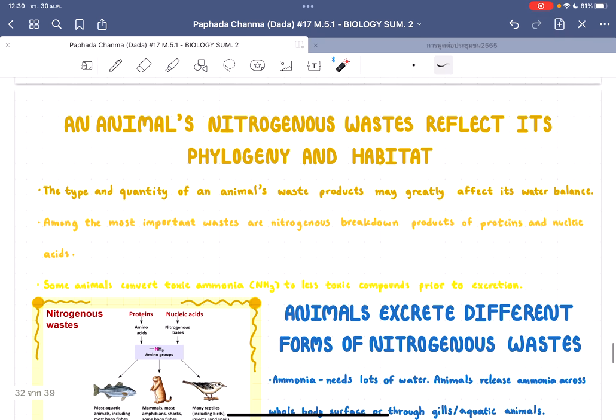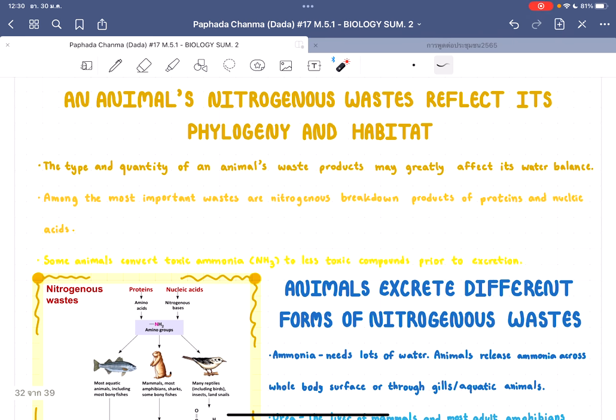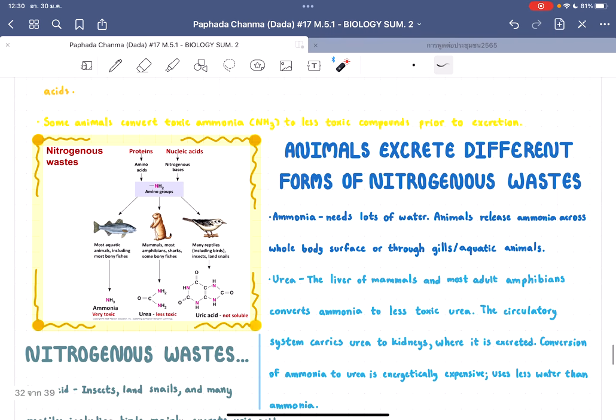An animal's nitrogenous waste reflects its physiological habitat. The types and quantity of an animal's waste products may greatly affect its water balance. Among the most important wastes are nitrogenous breakdown products of protein and nucleic acids. Some animals convert toxic ammonia to less toxic compounds prior to excretion.